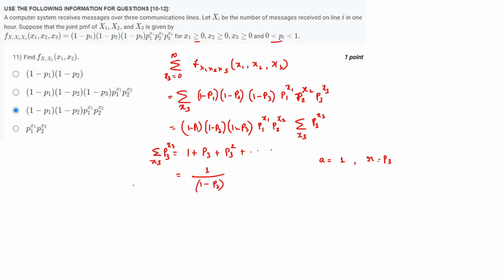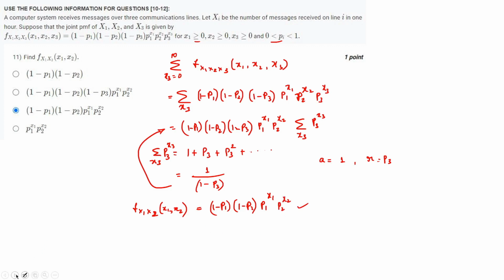So substituting this back here, we'll have f of x1, x2 of x1 comma x2 is nothing but (1 minus p1) into (1 minus p2) into p1 to the power x1 into p2 to the power x2.